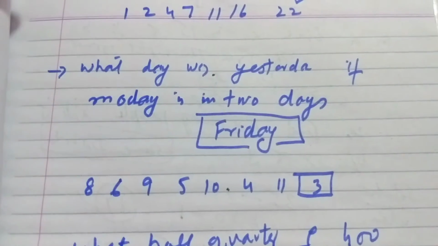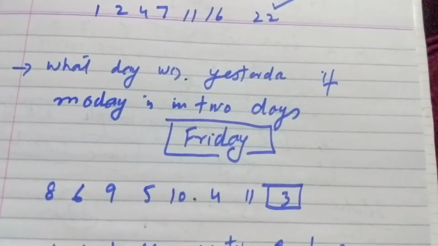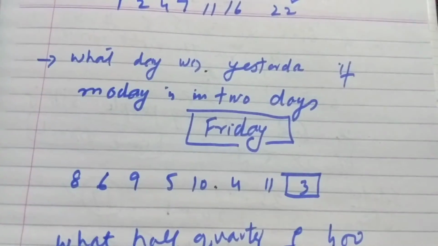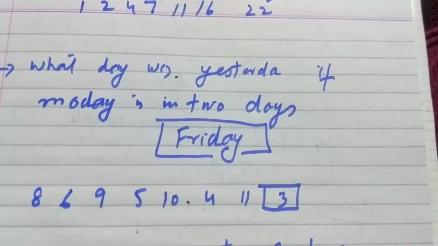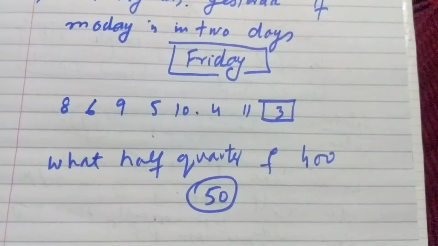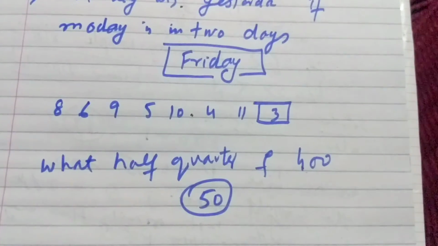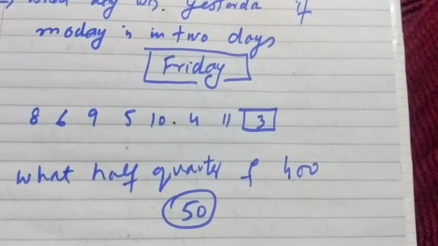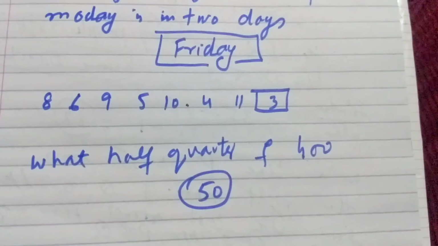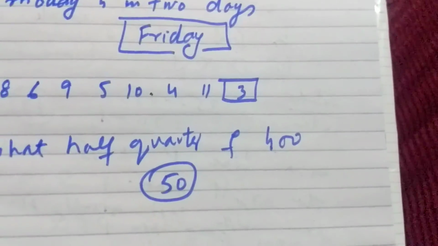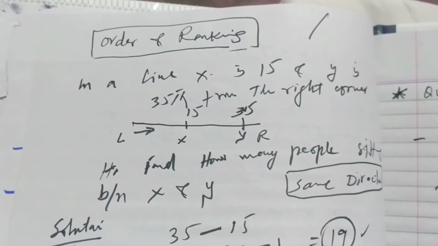One puzzling question. What day was yesterday if Monday is in 2 days? The answer is Friday. What is next in series 8, 6, 9, 5, 10, 4, 11? Next is 3. What is the half quarter of 400? It is 50. Order and ranking questions.